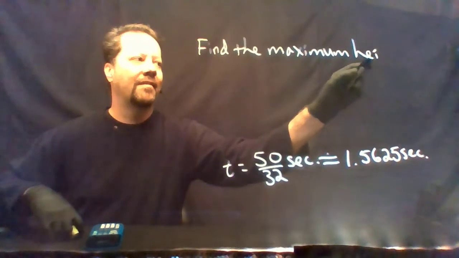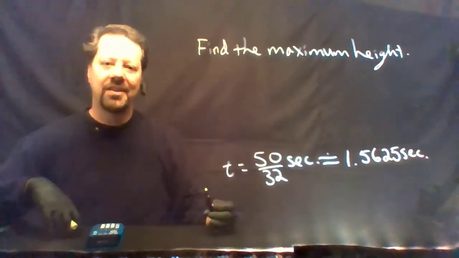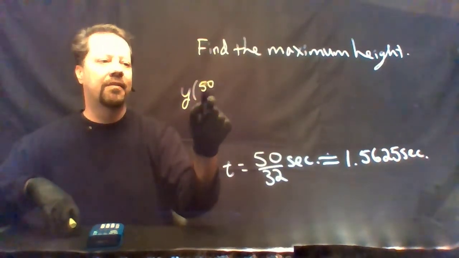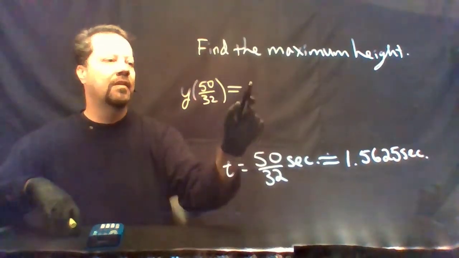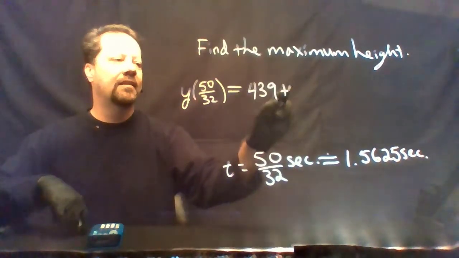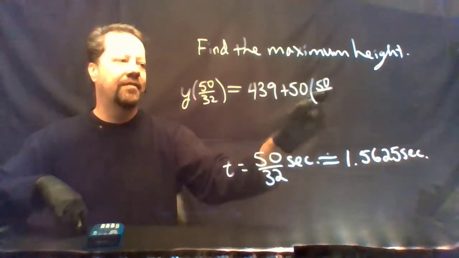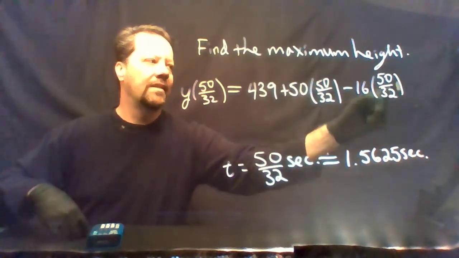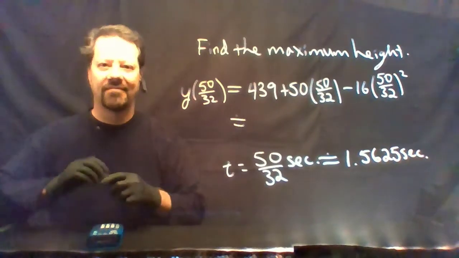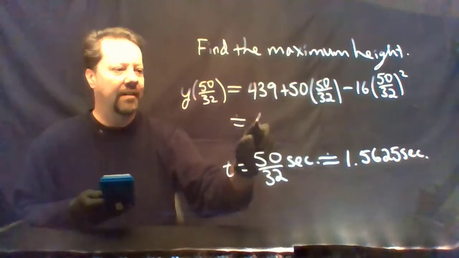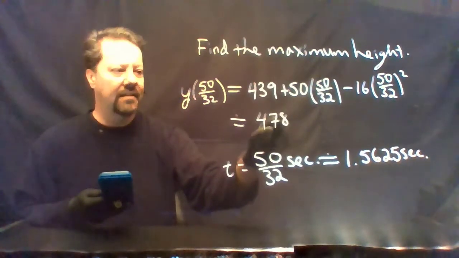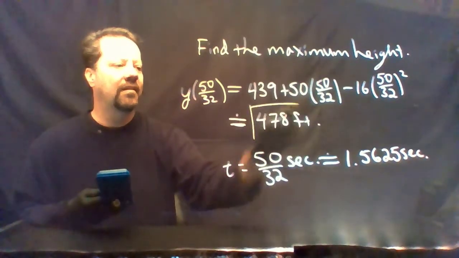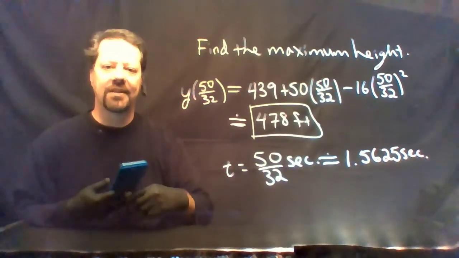Find the maximum height. To do that, we evaluate the function y at this critical point. So we'll have 439 plus 50 times that 50 seconds minus 16 times that 50 seconds squared. My calculator is giving me 478, and let's round that to the nearest foot, feet. That's as high as the rock went.